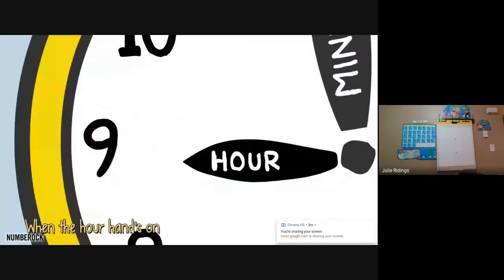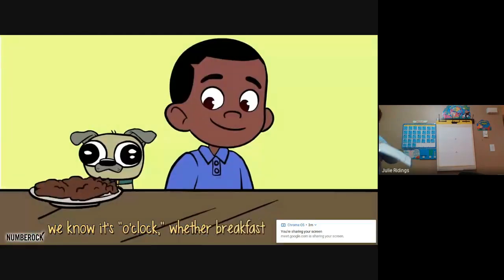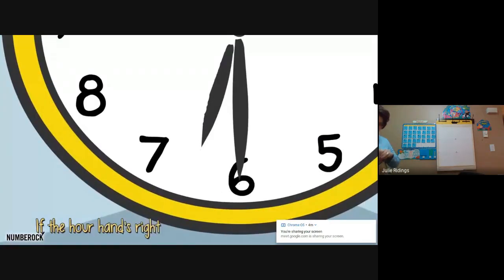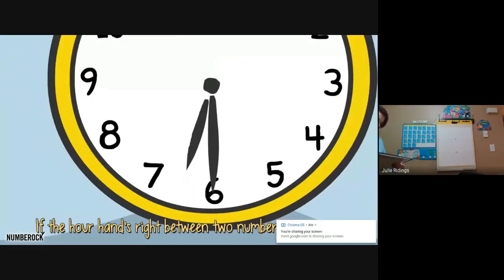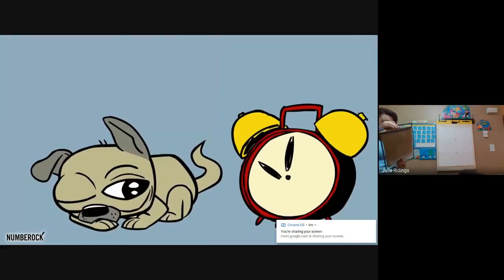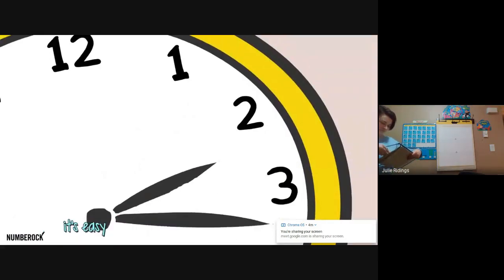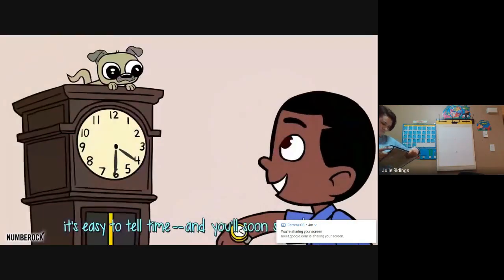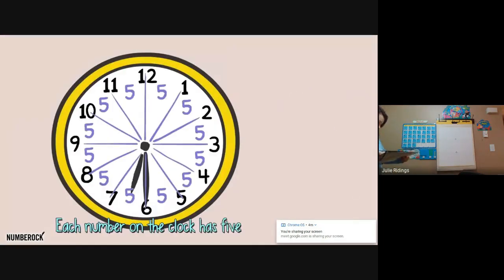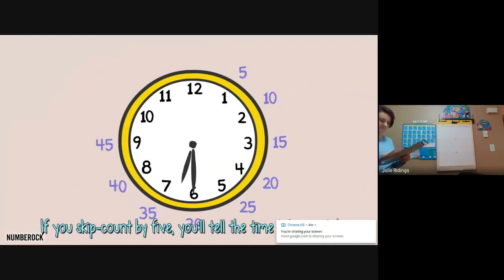When the hour hand's on a number and the minute hand's up, we know it's o'clock. If the hour hand's right between two numbers, it's half past an hour. With the long minute hand that represents the minutes going by, it's easy to tell time and you soon see why. Each number on the clock is 5 minutes. If you skip count by 5 and tell the time, make it split.